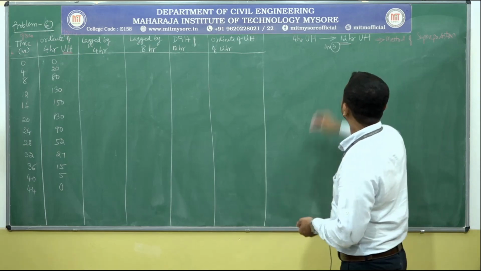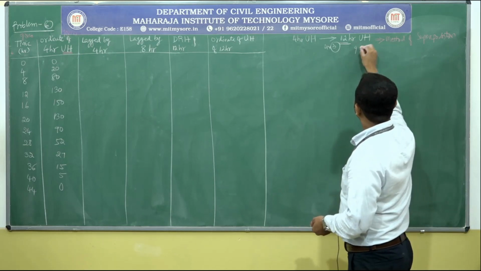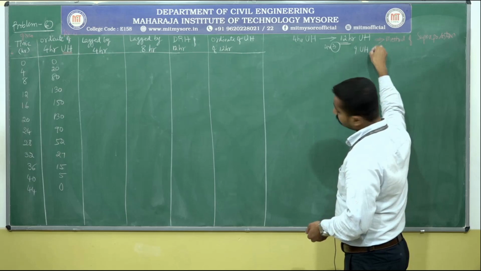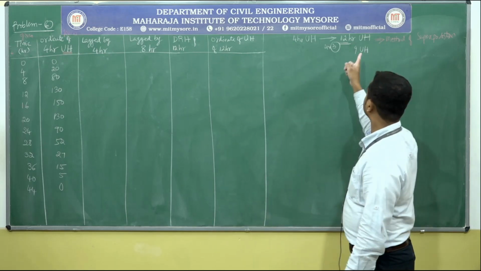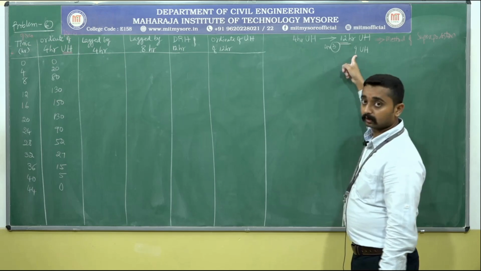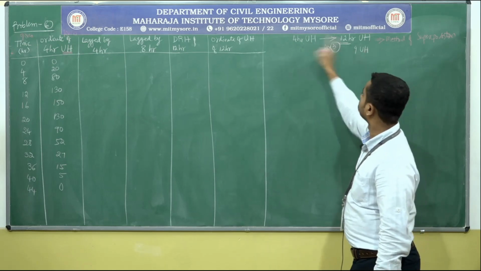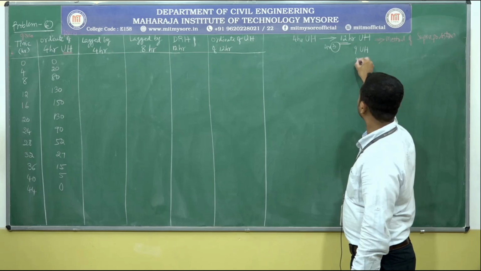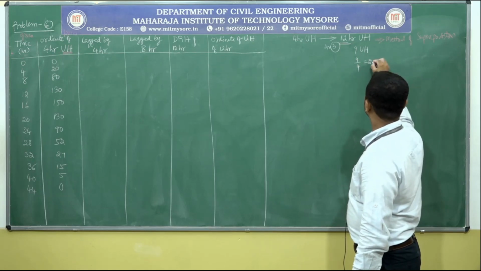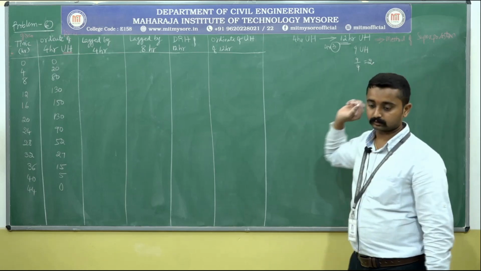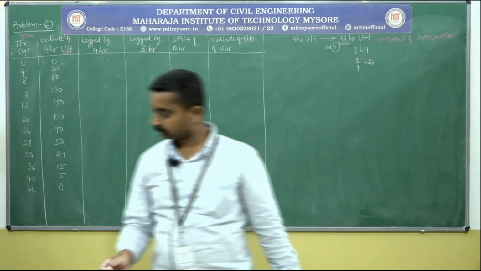If a 9-hour unit hydrograph is asked to find out, then 9 by 4, correct? 9 by 4, 2 point something, correct? How much?